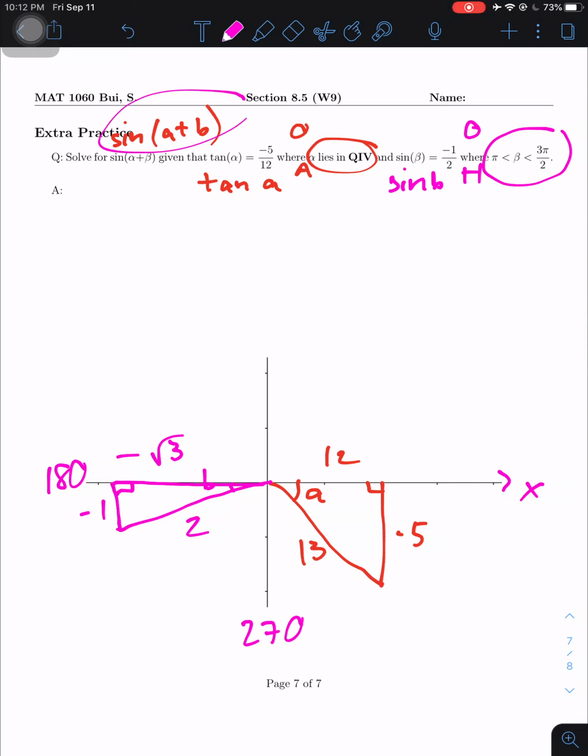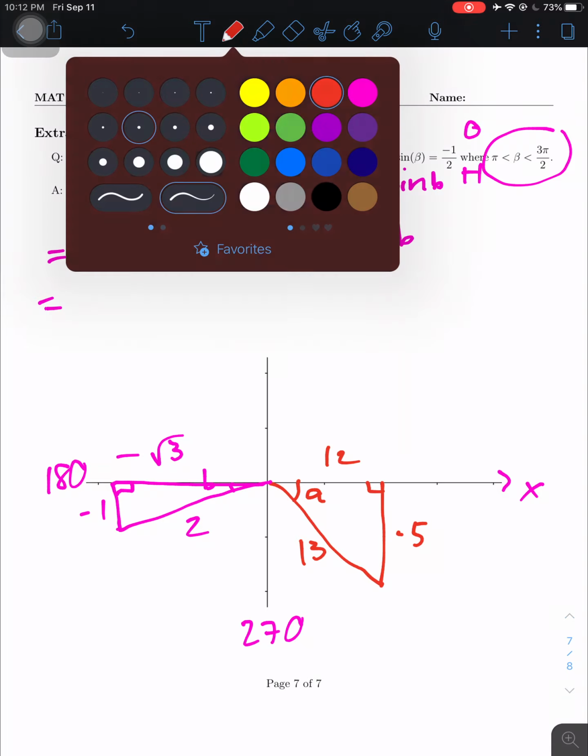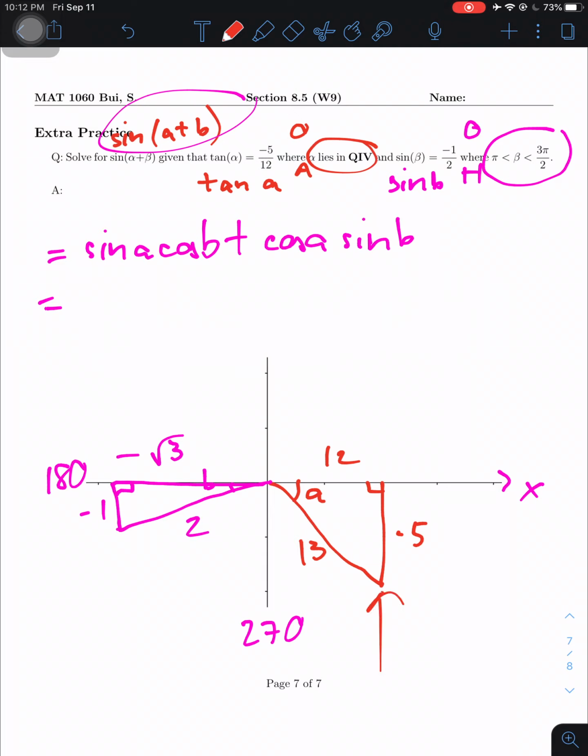We have to find this in here, right? Sine of A plus B equals, let me pull back the formula real quick, sine of A cosine of B plus cosine A sine B. Okay, let me plug everything in here. Sine of A, what do we get for sine of A? Let me put it in red. Sine of A, we're talking about this picture right here. Sine is equal to opposite divided by hypotenuse. It means that we have negative 5 divided by 12.